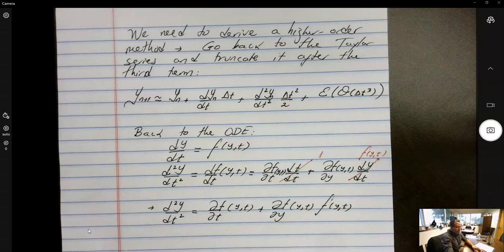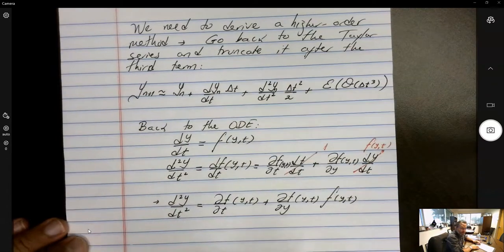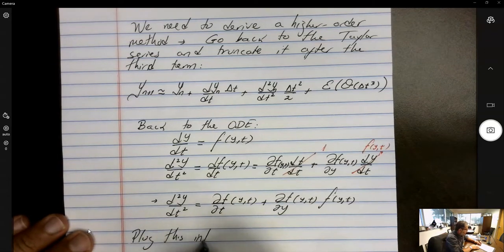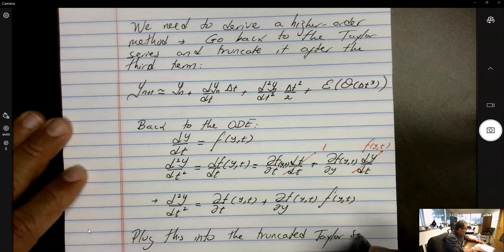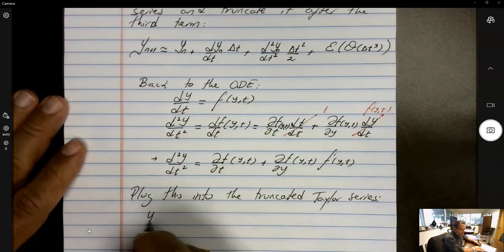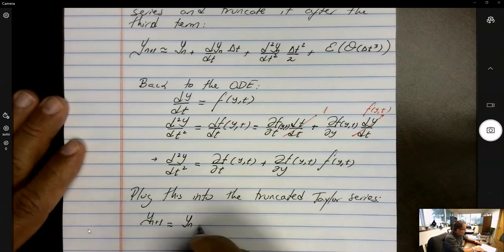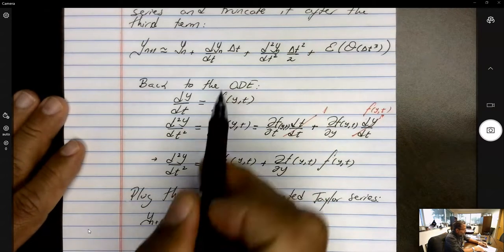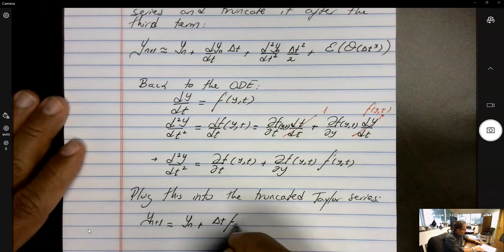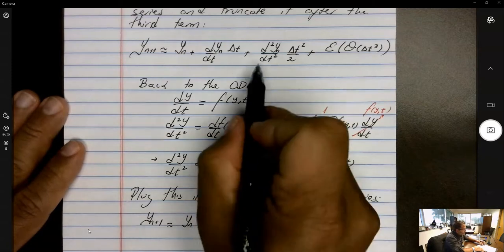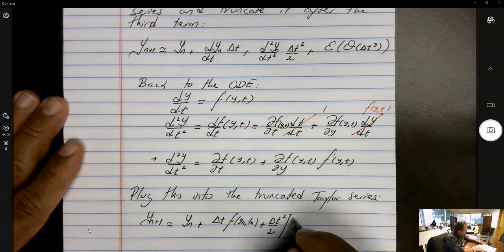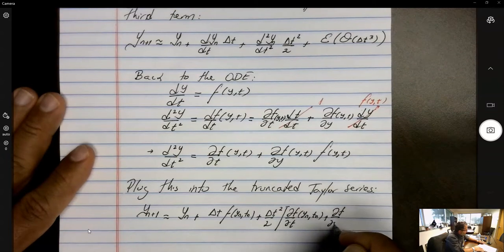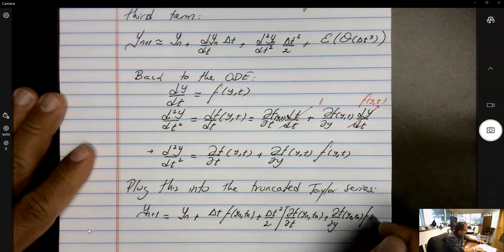So what we're going to do is plug these back into the truncated Taylor series. And what we'll have is y at n plus 1 is approximately y at n plus delta t times dy/dt, and dy/dt being f, so this will be delta t times f of y_n, t_n, plus delta t squared over 2 times this whole thing: the partial of f with respect to t at y_n and t_n, plus the partial of f with respect to y at y_n and t_n, times f at y_n and t_n.